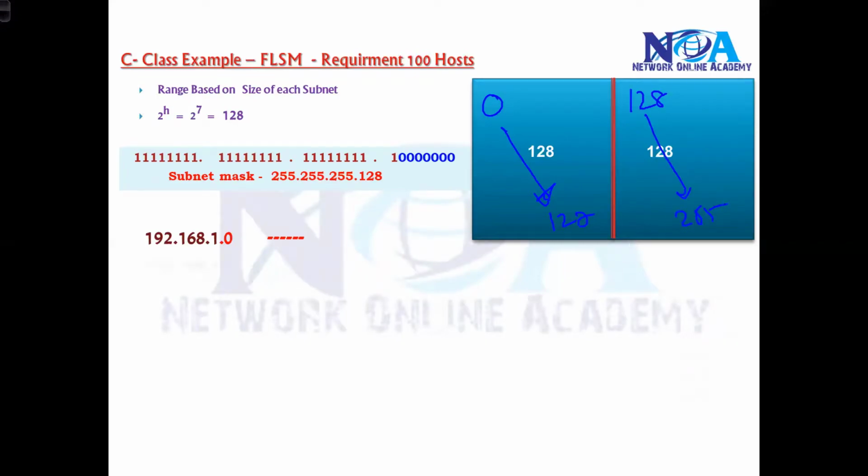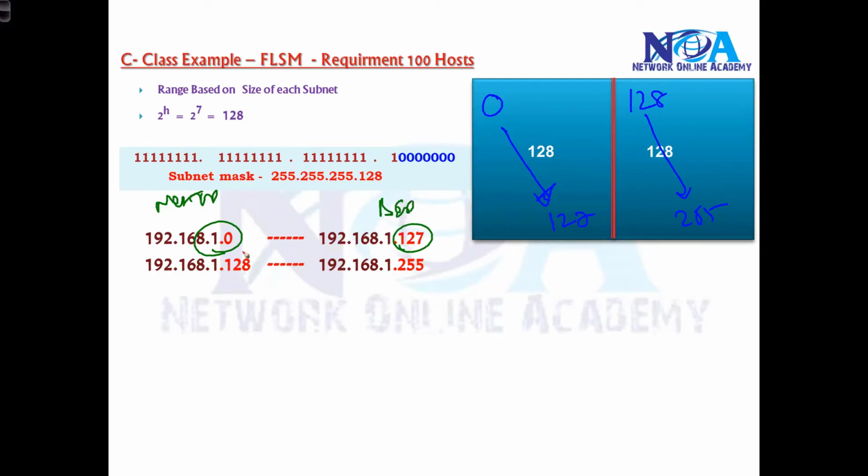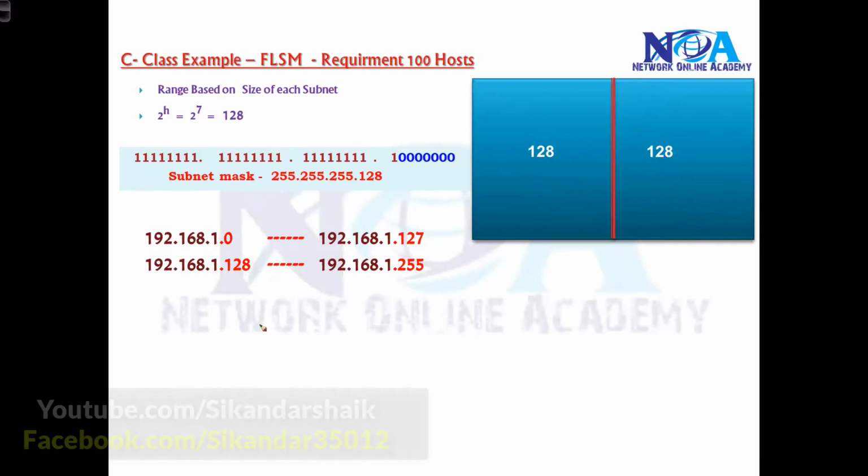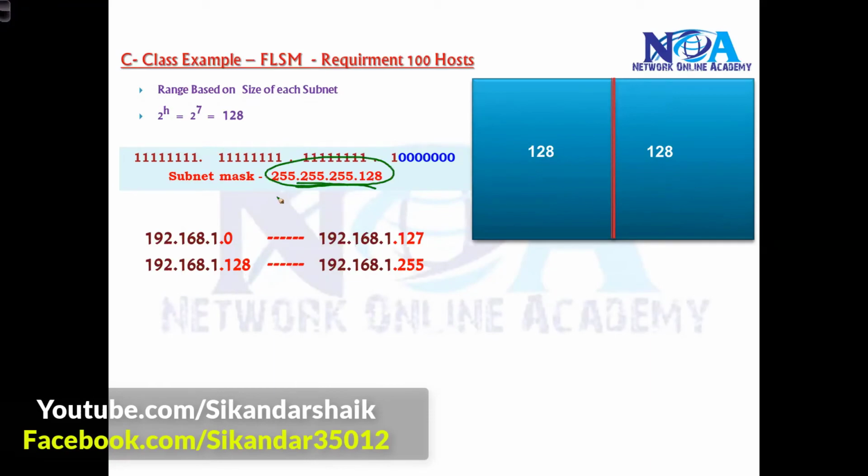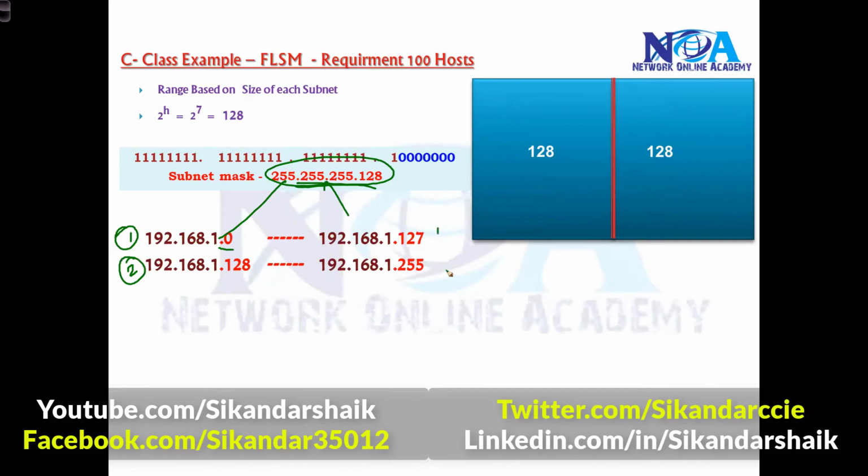So the range will be 0 to 127 is one network, and 128 to 255 is another network, where this is my network ID and this is my broadcast ID. Likewise, this is my network ID and this is my broadcast ID for the second network. So I'll be getting 2 subnets, and the subnet mask will be this. If I use this subnet mask, then this will be the first network and this will be the second network. So we get only 2 subnets in one C class.